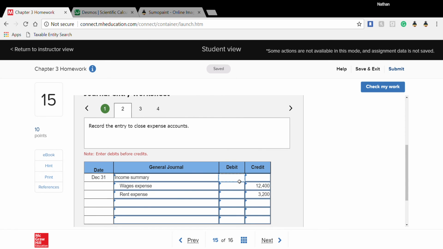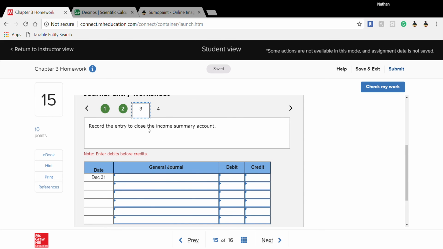And then the total of those two together looks like 15,600. And boom. Remember, debits and credits must always balance. So if I only have one account on my debit, or one account on my credit, but multiple on the other, add them together. They have to stay in balance. Okay? So there's my closing for my revenue and my expense.